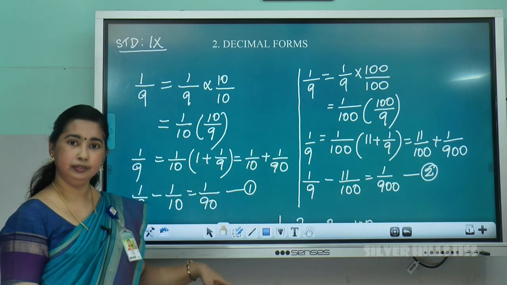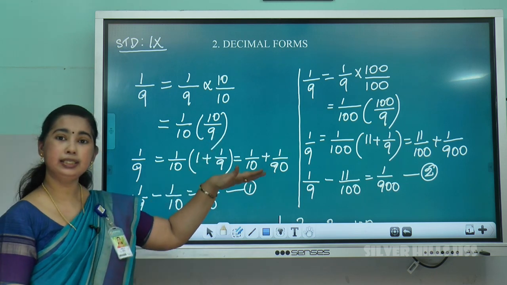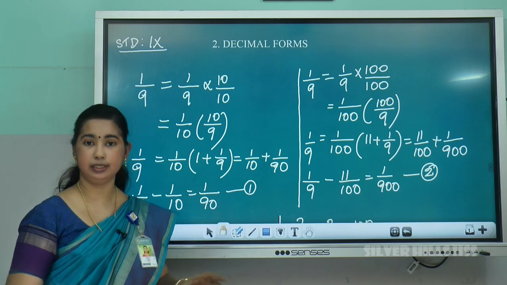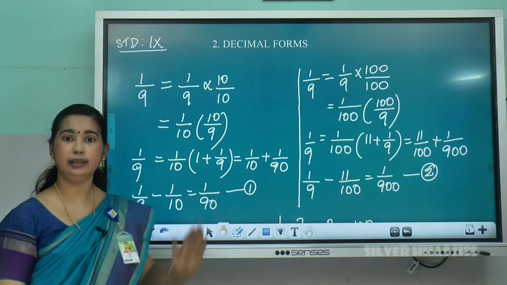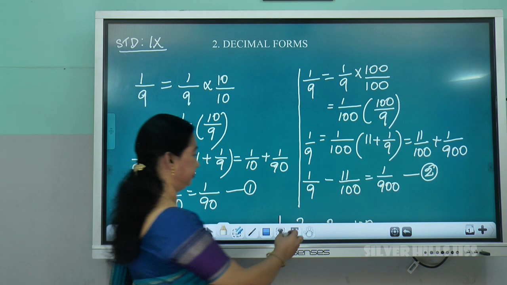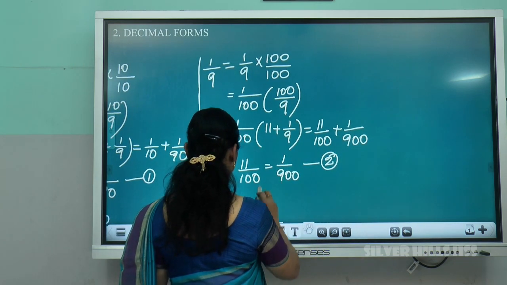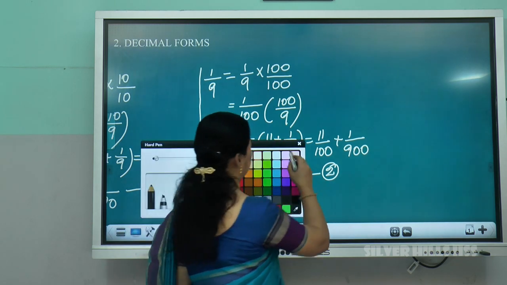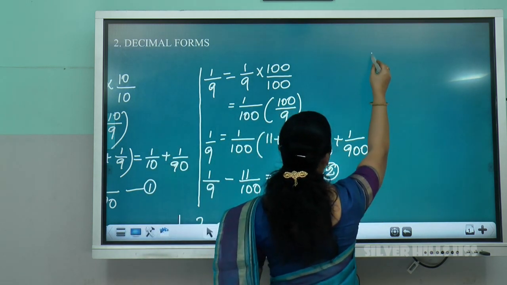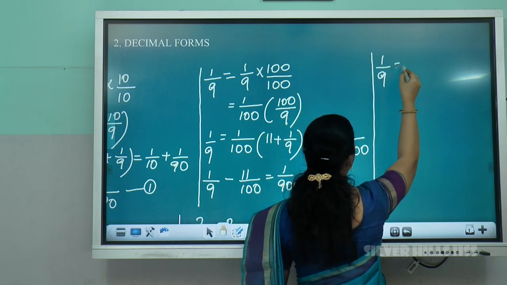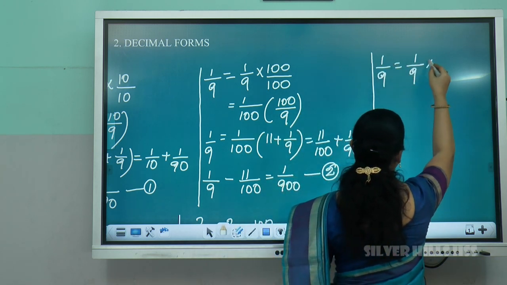Again, I can find out the same with the same fraction. Once again, I can multiply with 1000, so that I will get another equation. Let us try. Again the same thing I am doing, but I am multiplying with 1000.